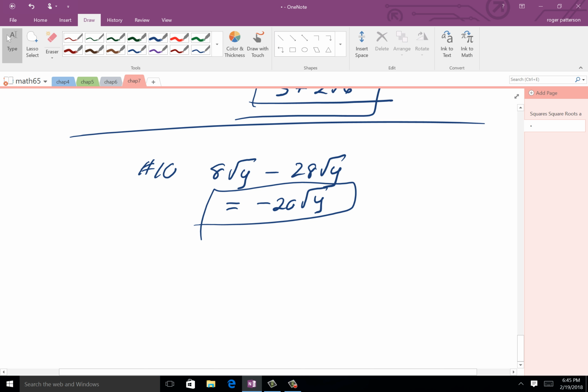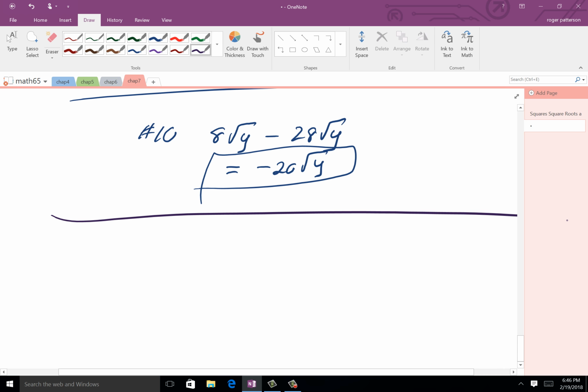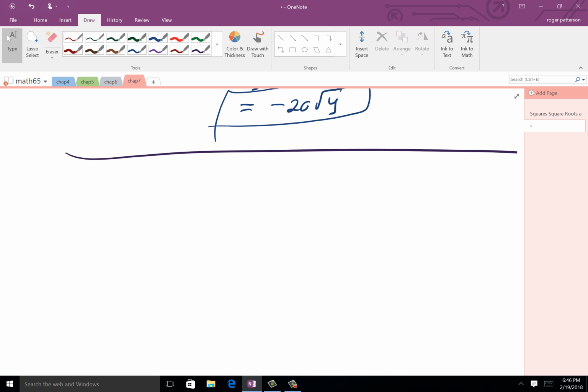Okay. So let's move into 7.4 here. We'll see how far we get through. Oh, I think we can. We'll go very close. We'll see what happens. So in 7.4, we're going to take a look at something called rationalizing.